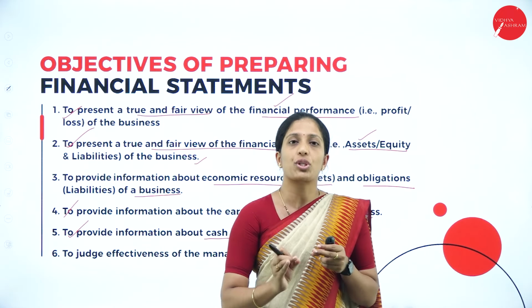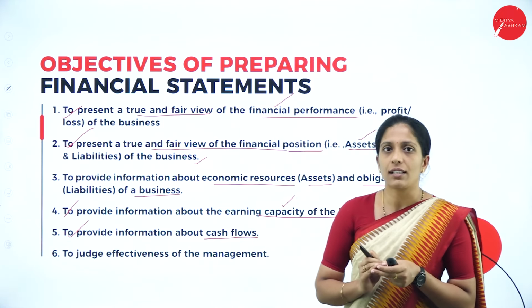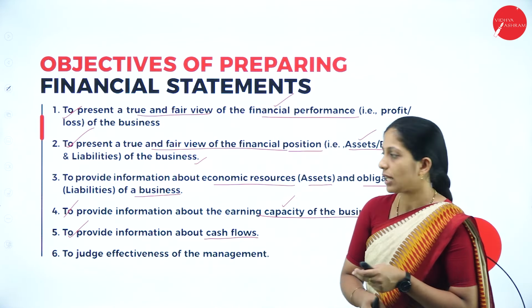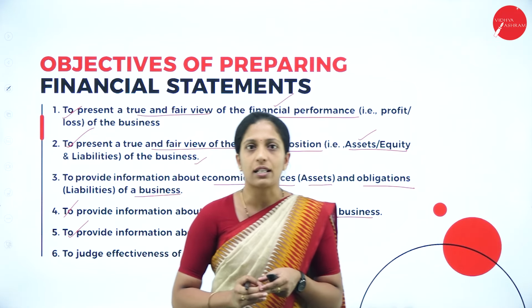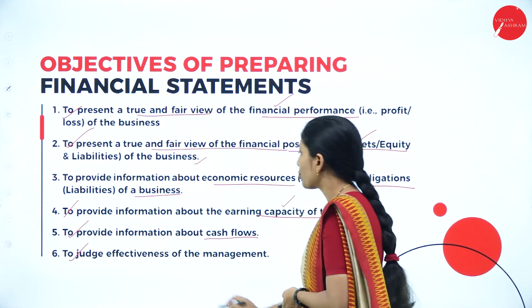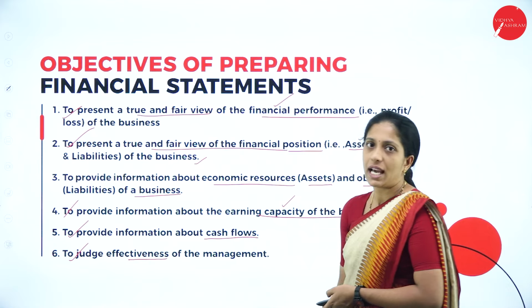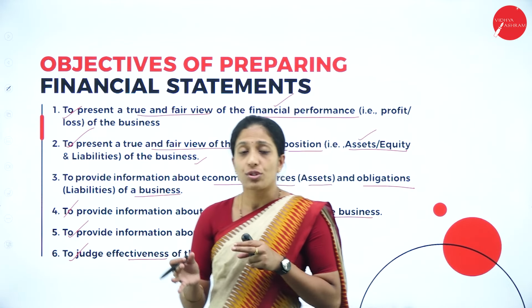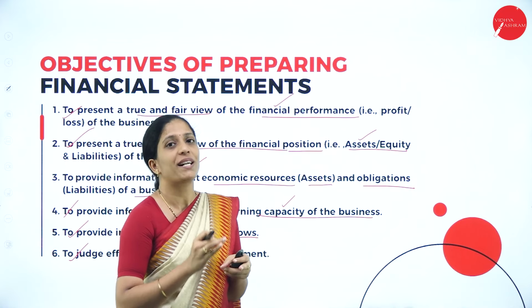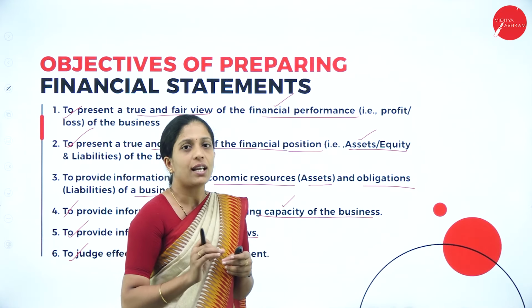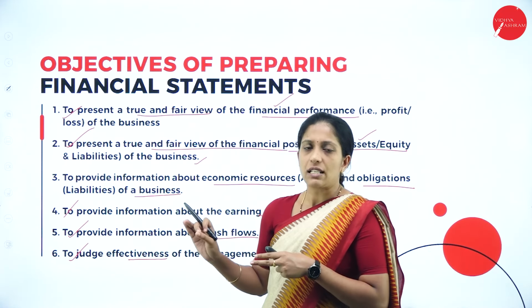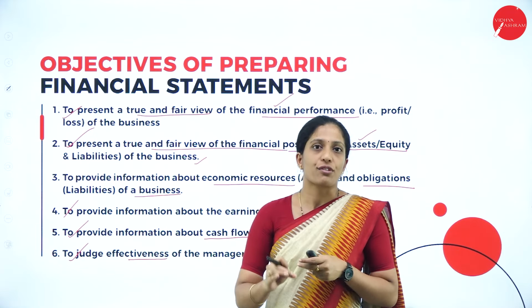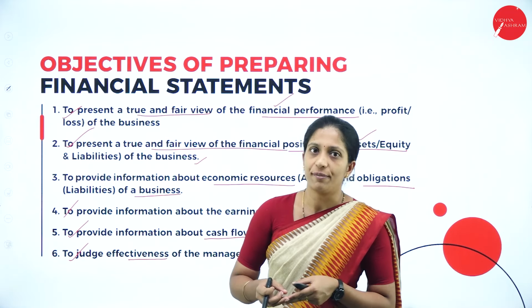So, such decisions can be taken by preparing the cash flow statement. So, to provide information about the cash flows, whether we have sufficient cash to invest in some other activities or not. And the next one is to judge the effectiveness of the management. Suppose if the organization is in a profitable way, so it is understood that the management is running effectively. So thereby preparing this financial statement, we will come to know the effectiveness of management.